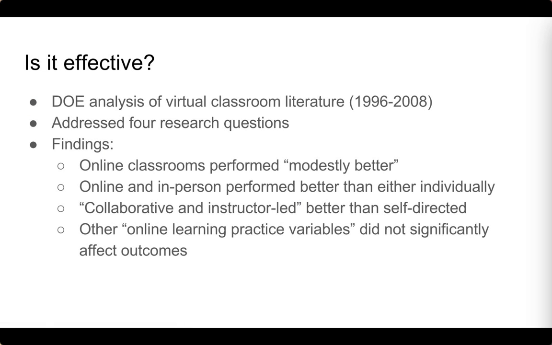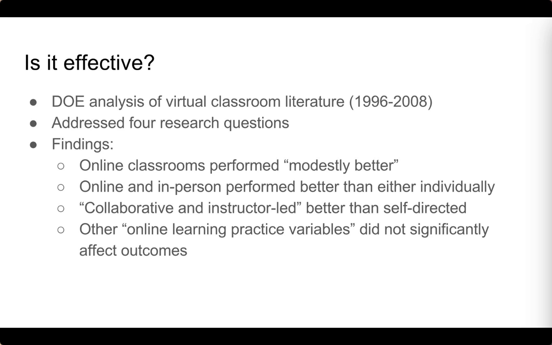So we also need to talk about whether or not this is effective, because this is the direction that things have been moving. So the Department of Education commissioned a meta-analysis on virtual classroom literature. They looked at 1,132 different abstracts that were written between 1996 and 2008. The main problem that they ran into was that they only found 176 published papers that had actual experimental or quasi-experimental studies within them. So that was one of their recommendations, was that there needed to be more studies.